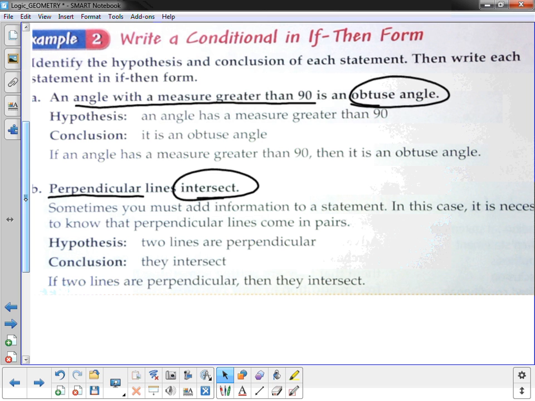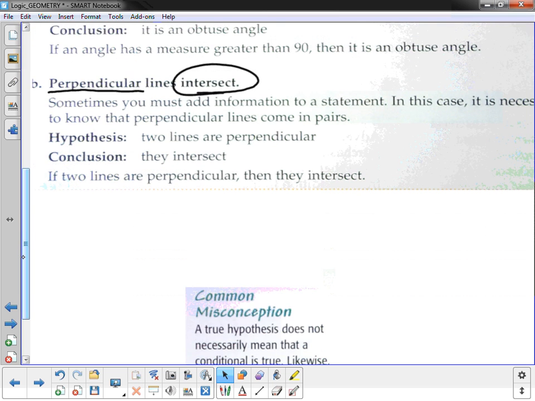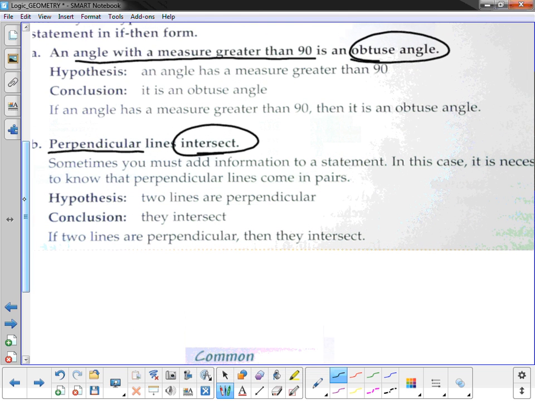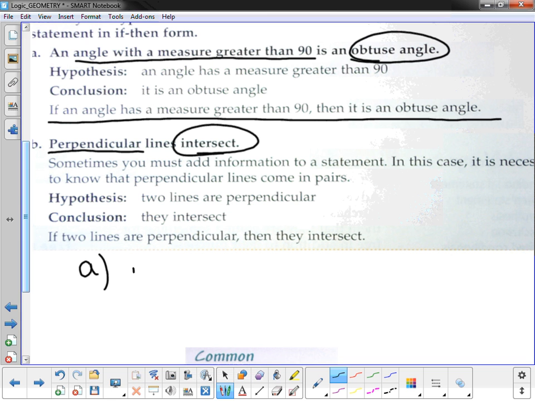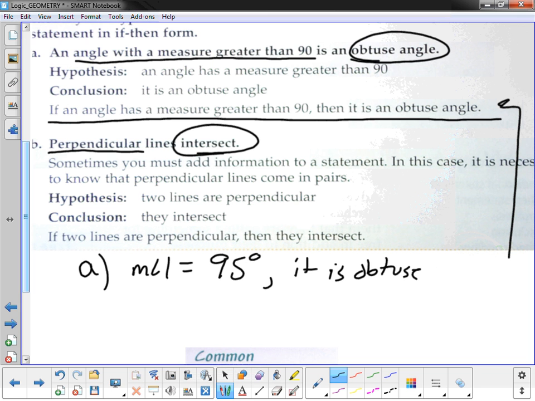Okay, so let's take that one for instance. We're just gonna use that one. So if an angle has a measure greater than 90 degrees, then it's an obtuse angle. So let's say I have a measure of angle 1, and it happens to be 95 degrees. It is obtuse. With this one, it would seem to tell us that our conditional statement up here is true. Because I had an angle more than 90 degrees, and it was obtuse.